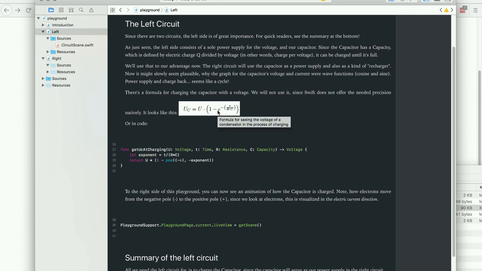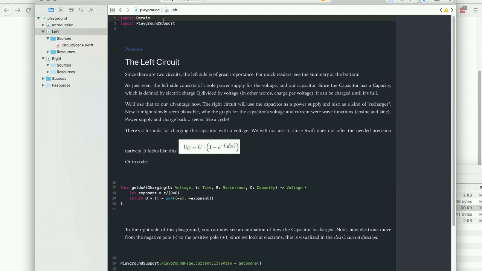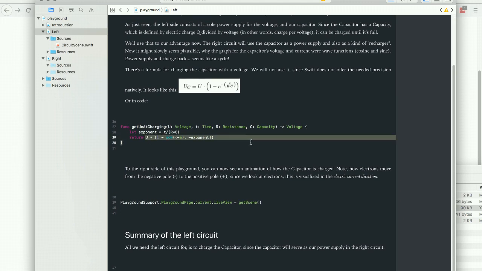There's a formula for charging the capacitor with a voltage. We will not use it since Swift does not offer the needed precision natively. It looks like this. So here you see the voltage of the capacitor is the entry voltage times 1 minus e to the power of t divided by resistance times capacity. Or in code, here's where Darwin came into play, so that's a very minor use of that library, or technology as Apple calls it, which is just tension times, well, what I just explained to you, in code.